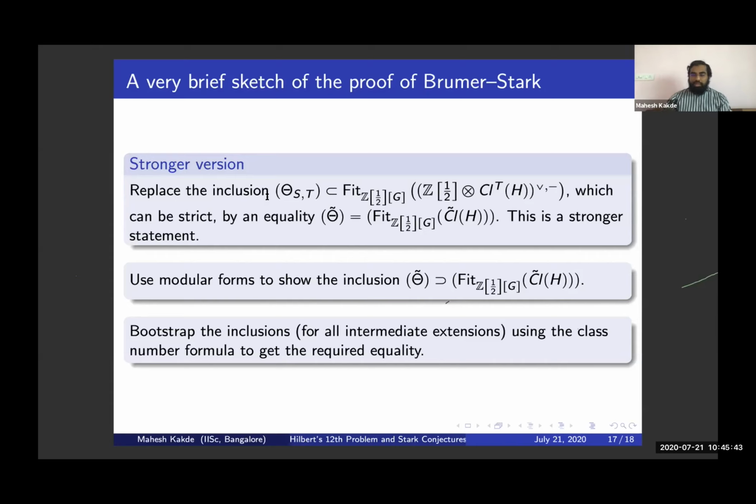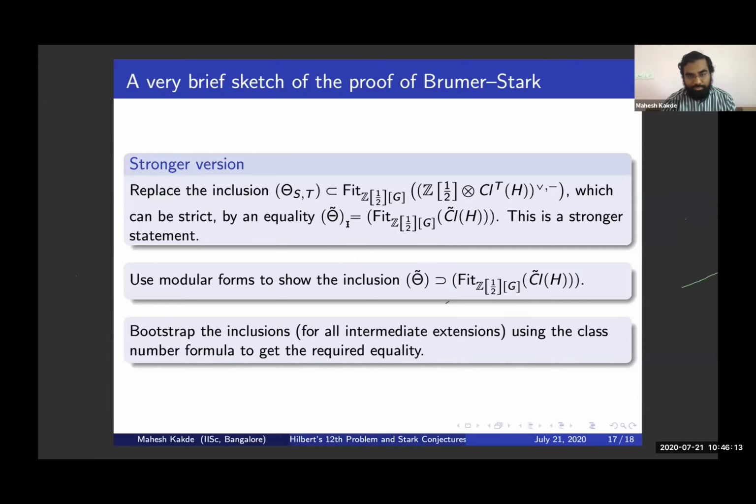Now, you make an even stronger form of the Brumer-Stark conjecture where you replace this theta by some variation, and you replace this class group by some other variation. These are denoted by tildes. Then you conjecture that the ideal generated by this theta tilde is the same as the Fitting ideal of this class group tilde. This statement should be strong enough to give you the first inclusion.